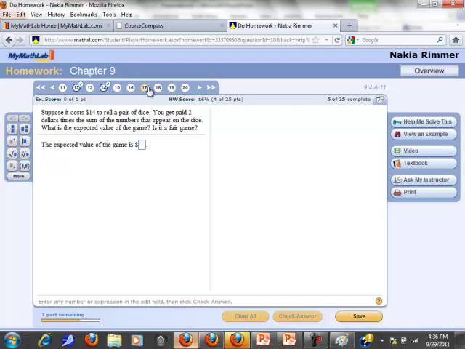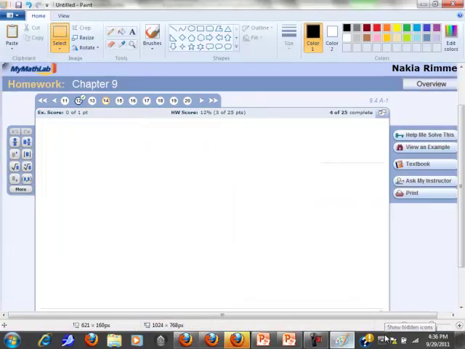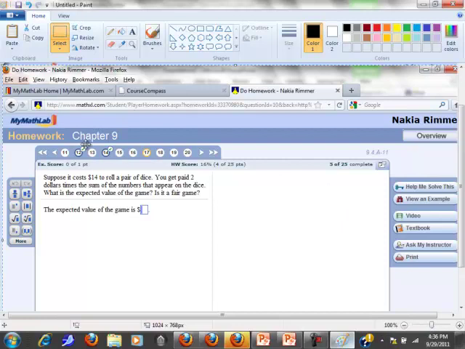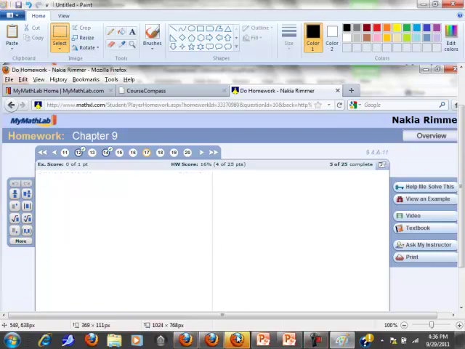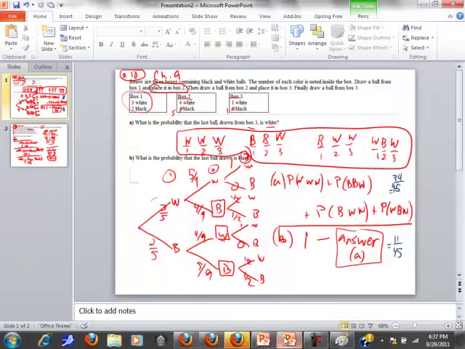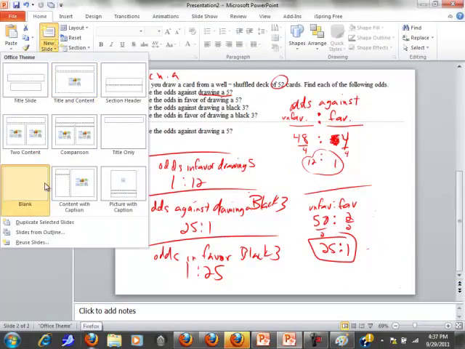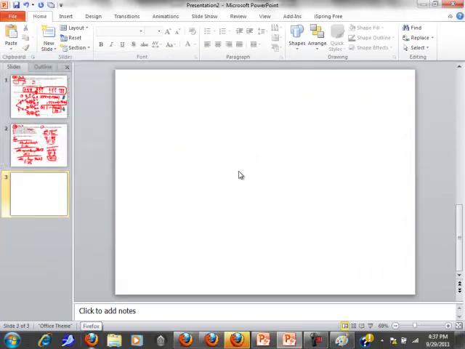Let me show you the setup. It's kind of long and involved, but it's okay. Print the screen. Go here. Paste it. Cut out the part I want. Go to here. Add a slide. Paste it. Make it bigger.